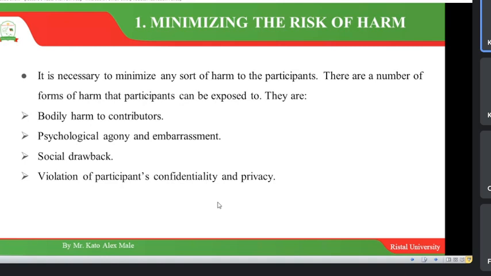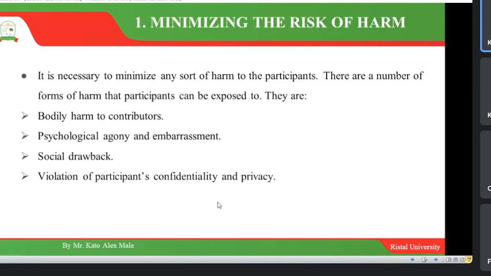Second way is psychological agony and embarrassment. Are you embarrassing your participants? How are you interviewing them? How are you leaving their psychology? Aren't you going to leave them harmed mentally? Aren't you going to just increase the stress in case there are already cases of a certain condition? Because you might find them when there are cases of a condition, for example, lung cancer, and then you just increase the stress in them.